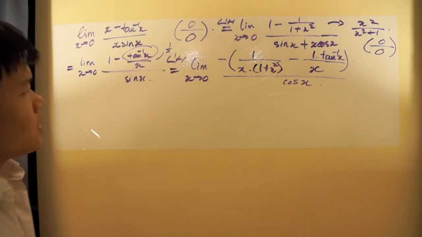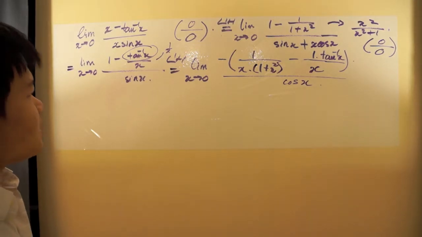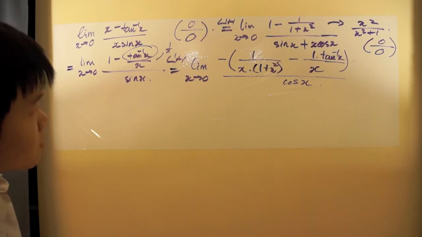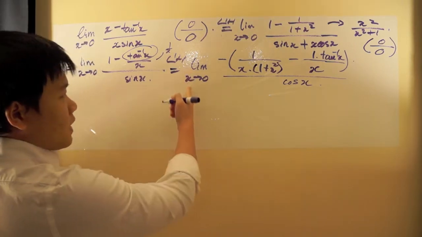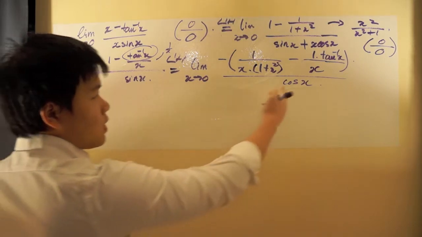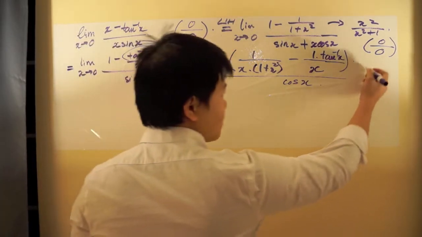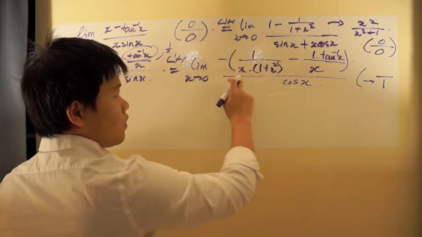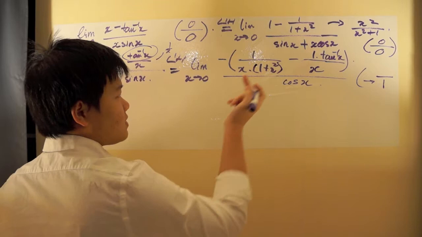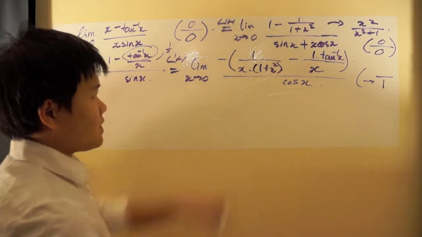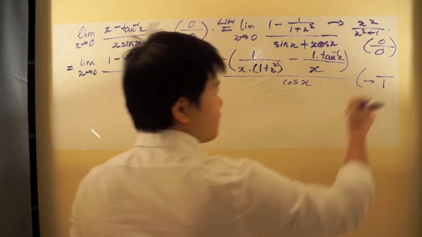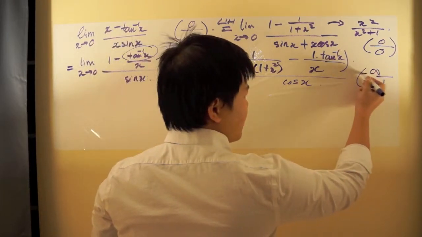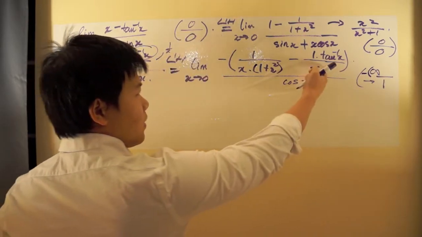Okay. So with this being said, what can we say about this? You can see that as x approaches 0, cosine x approaches 1, right? So that approaches 1. And 1 over x times 1 plus x squared, as x approaches 0, that's 1 over 0, so you have an infinity. So infinity, right? You have a minus here, you can put the minus out there.